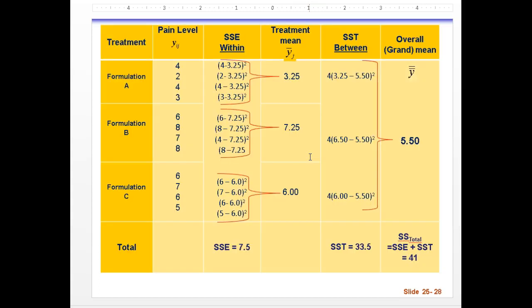All right, the calculations are shown here. Now, keep in mind, I'm not expecting any of you to do these calculations by hand. Minitab's going to plug all this out for us, but we need to see what's going on.